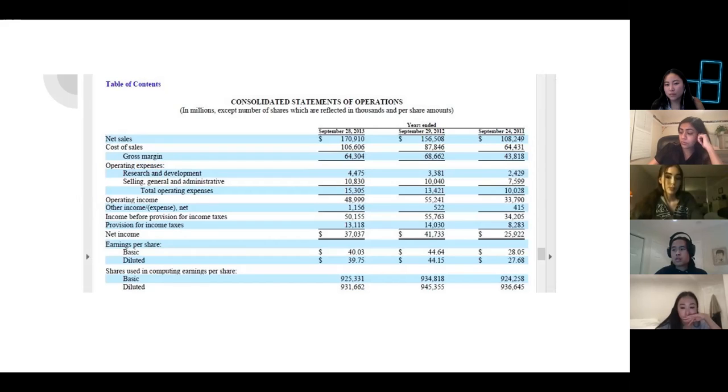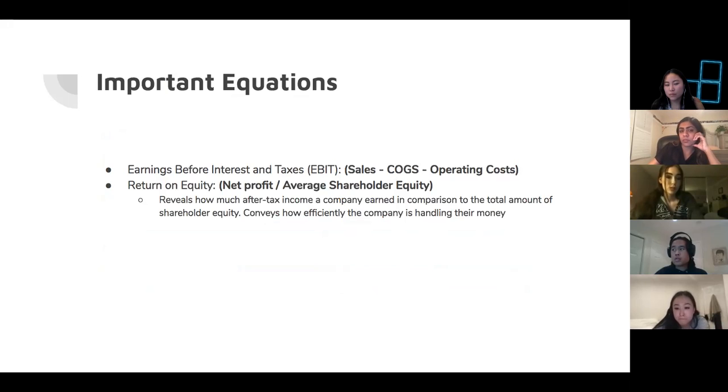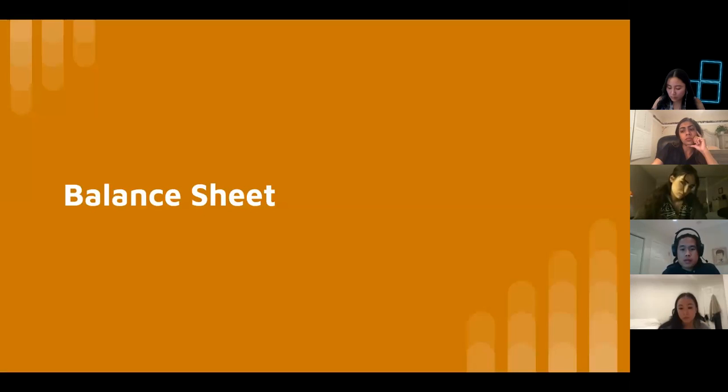Some other important equations that we recommend you could use in your presentation are earnings before interest and tax, also known as EBIT, and return on equity. The return on equity equation shows how much after-tax income a company earned in comparison to the total amount of shareholder equity. It essentially tells you how efficiently the company is running. If the value is really low, it means the company might not be handling their money very well and might be making poor decisions.